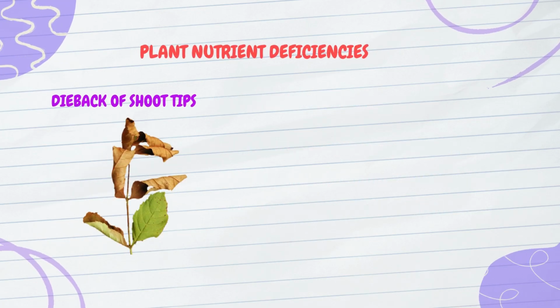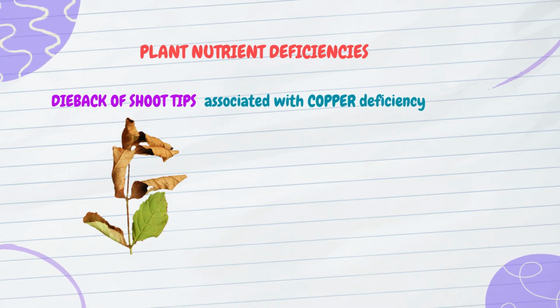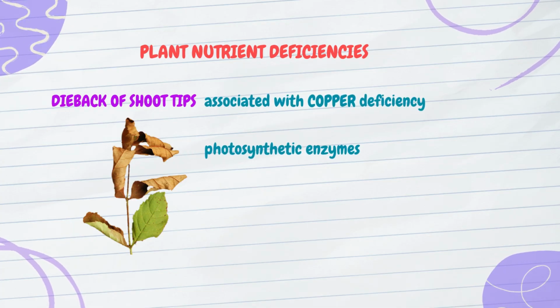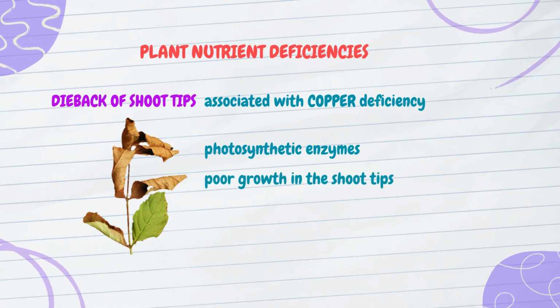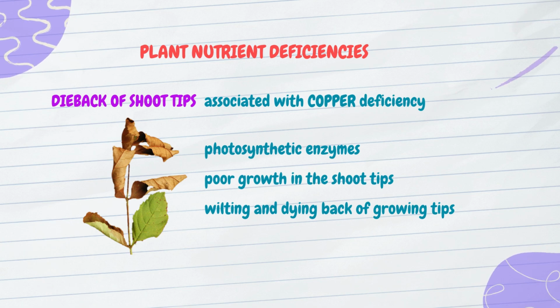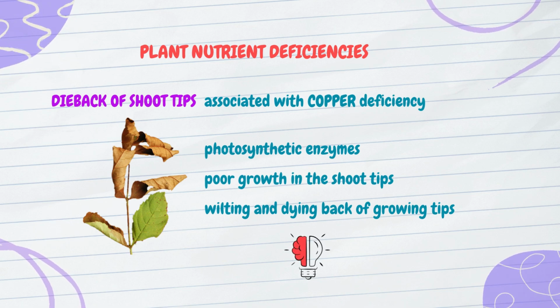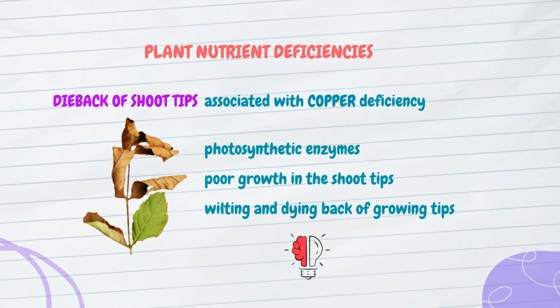Dieback of shoot tips. Dieback of shoot tips is associated with copper deficiency. Copper is important for photosynthetic enzymes. Its deficiency leads to poor growth in the shoot tips. Symptoms include wilting and dying back of growing tips, especially in young plants. The last fact, copper deficiency isn't just a plant problem. Many vineyards struggle with it, affecting grapevine health.